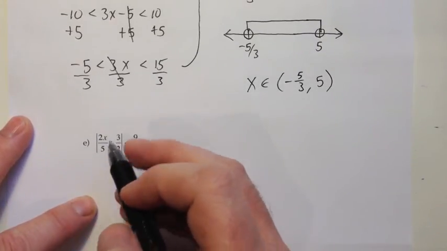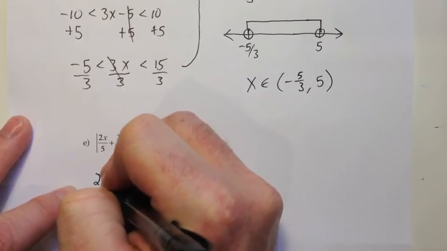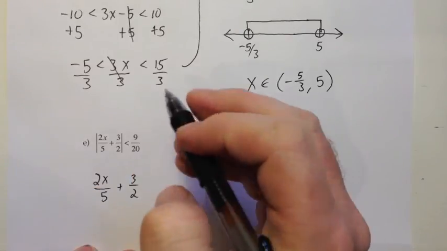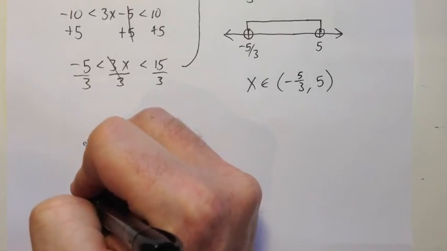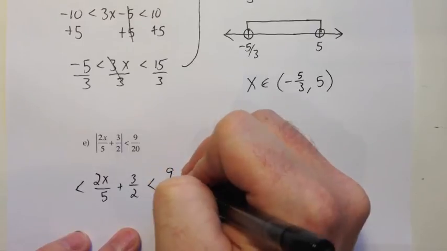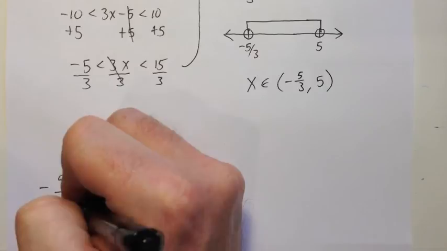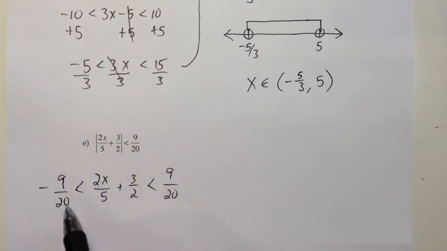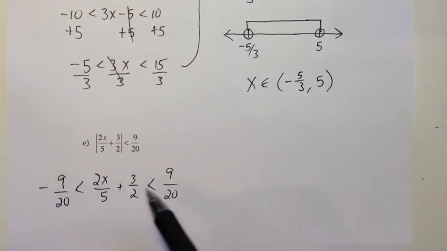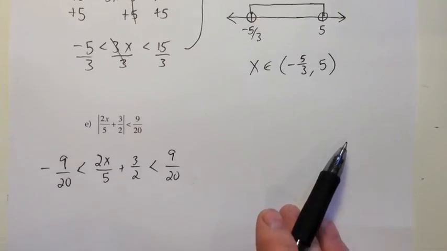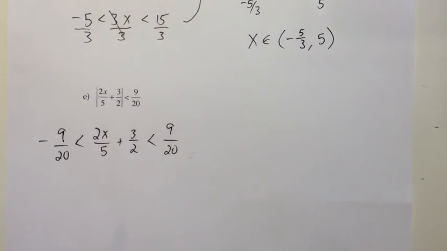You would take whatever's inside the absolute value, 2x over 5 plus 3/2, and you would get rid of that absolute value by putting that expression in between the positive of the constant and the negative of the constant. And I've done this every time, but I haven't mentioned it. Your constants always have to have the negative on the left, positive on the right, with your inequality symbols pointing towards the negative or smaller one. So at this point, we've gotten rid of the absolute value. We just have an inequality that happens to have fractions in it.